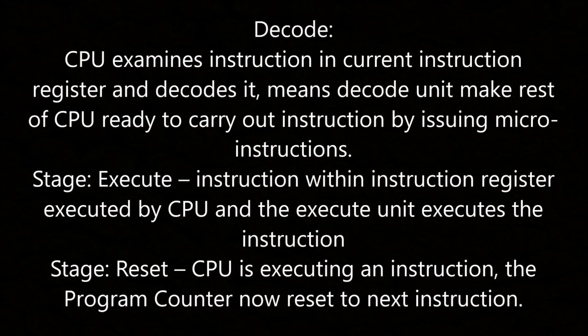In decode, the CPU examines the instruction in the current instruction register and decodes it, meaning the decode unit makes the rest of the CPU ready to carry out the instruction by issuing micro instructions. In execute, the instruction within the instruction register is executed by the CPU, and the execute unit executes the instruction. Then, once the CPU has executed the instruction, the program counter is reset to the next instruction.